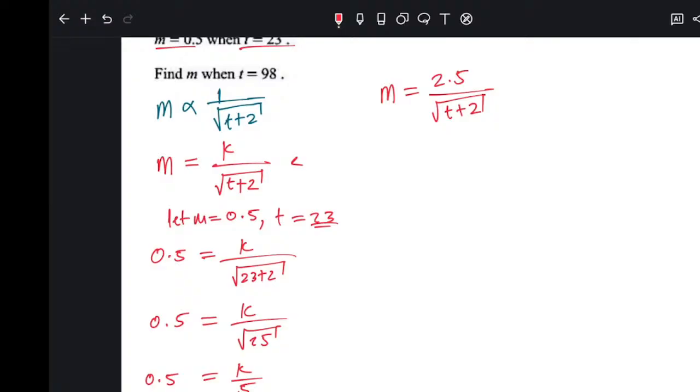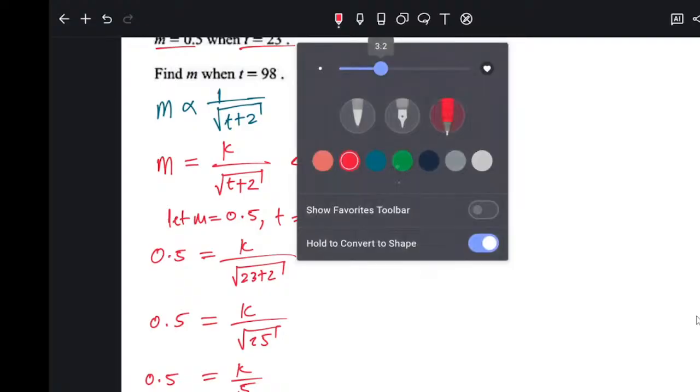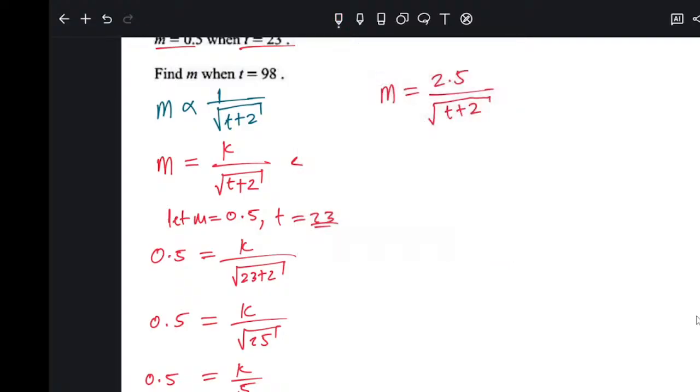Okay. Well done. Now, what do we do here? We can now answer any question, because we no longer have k, we have an equation. Everything is good now. You can come to this one. We said find m when t is whatever. So you just go right. You say let t be equal to 98. Then m will find itself.